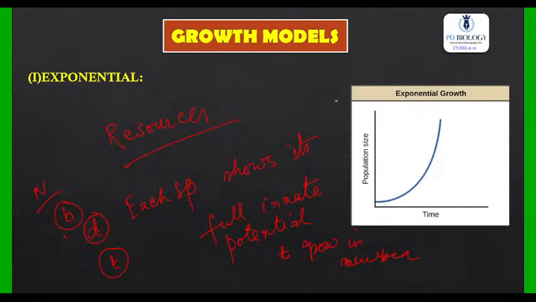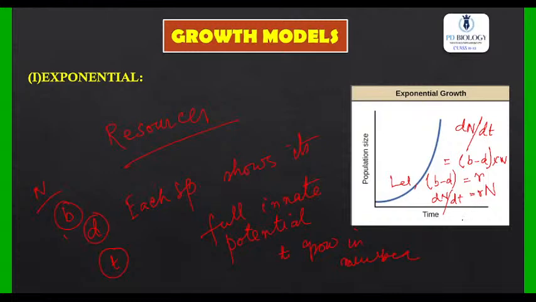that means we can show dN by dt. So N is the size in the period of t, that is equal to (b minus d) into N. Let b minus d equal to r, then dN by dt equals rN.